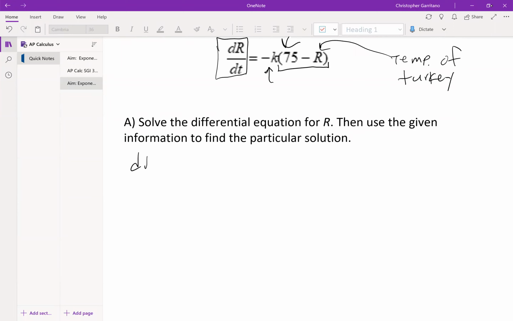I'm going to start out with dr dt is equal to negative k times 75 minus R. Okay. Separate these differentials.